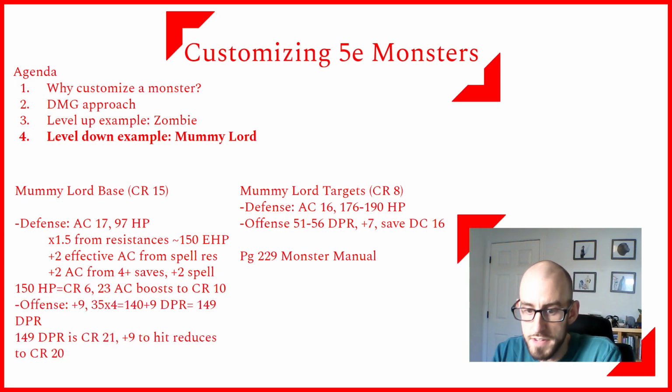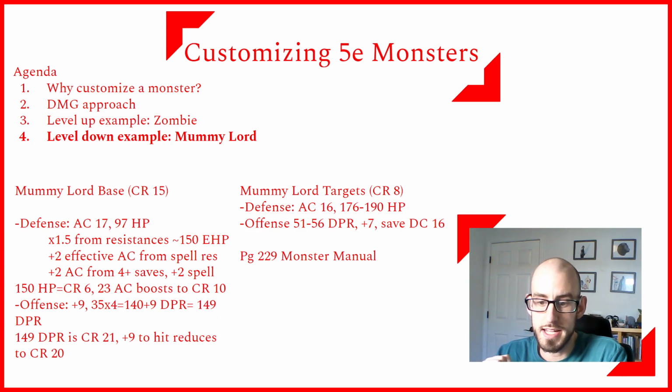Now, in terms of offense, they have a +9 to hit, and they can do 35 damage 4 times because they can use their legendary action potentially to make a whole bunch of fist attacks, and then they can potentially have a spiritual weapon up. So the Mummy Lord, if they're dedicating everything to damage per round, could potentially do about 149 to 150 damage per round, which is a CR21 level of damage per round on a monster.